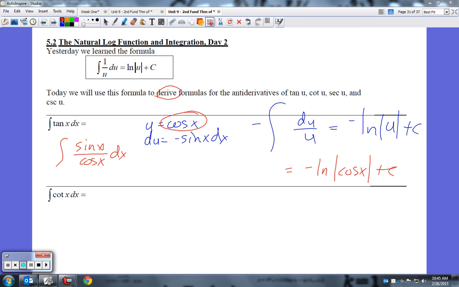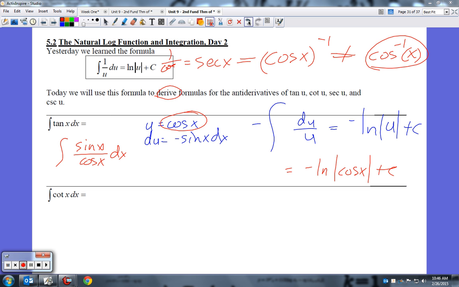You could move that negative to a negative 1 power, law of logs. So this negative 1 could go up, and it could be like this. Do not think of this as arc cosine. This is not the same as the arc cosine, because that aims at finding an angle. This right here is synonymous with secant, which is 1 over cosine.